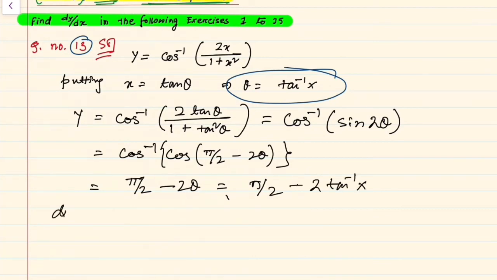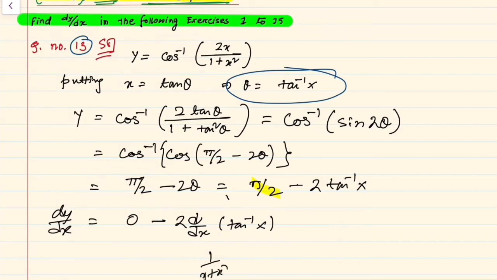So now dy by dx will be, and the derivative of pi by 2 is 0 as it is a constant. So 0 minus 2 into d by dx of tan inverse x, and the derivative of tan inverse x is nothing but 1 by 1 plus x square. That, into minus 2, will give you minus 2 by 1 plus x square. So this is our result. Hope you have understood this.